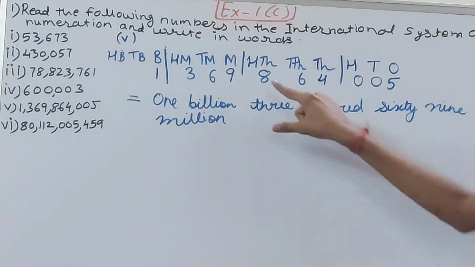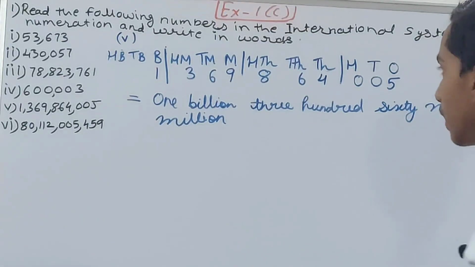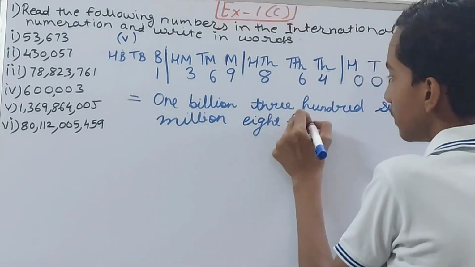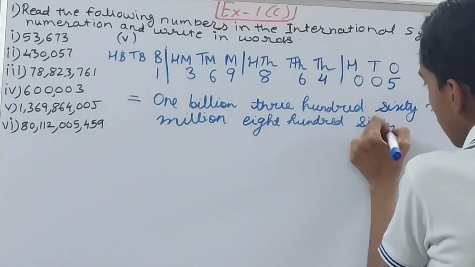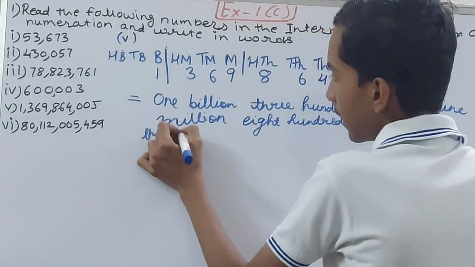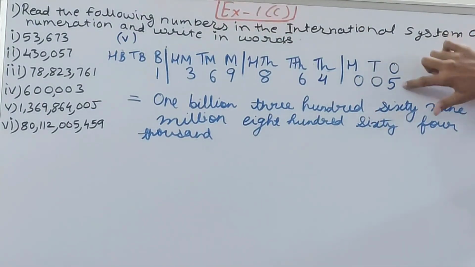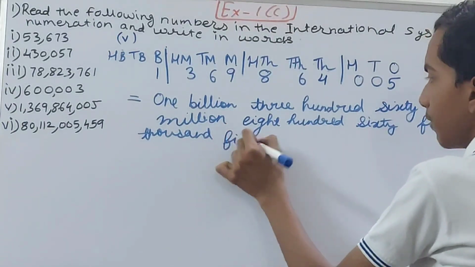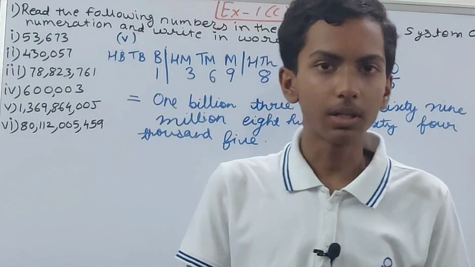Then 8 at 100,000s place, 6 at 10,000s place, and 4 at thousands place. So 864,000, and then you will have here at ones place 5, because hundreds and tens place is empty. So simply you will write it down here, 5. That is your answer. And let's move on to the next part now.